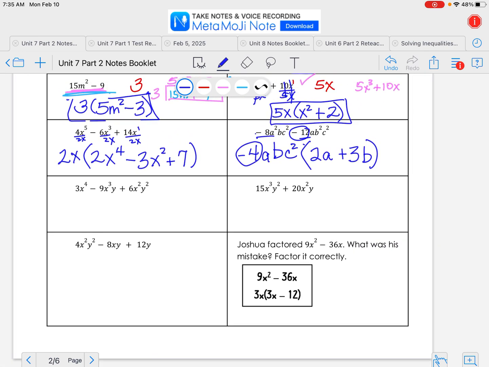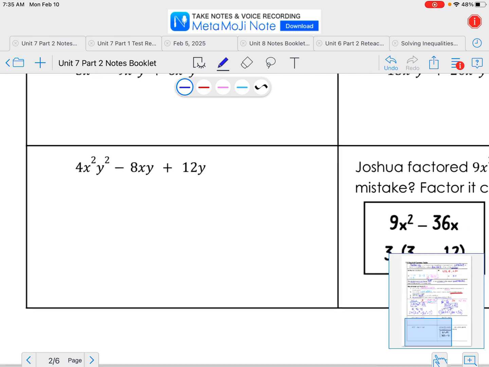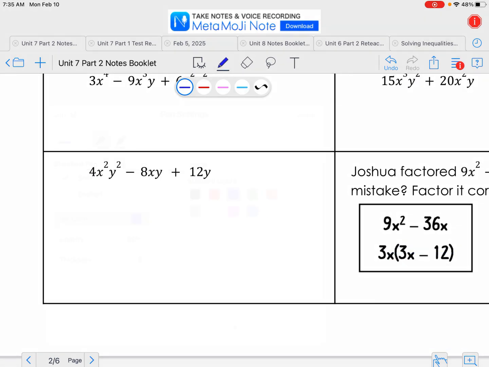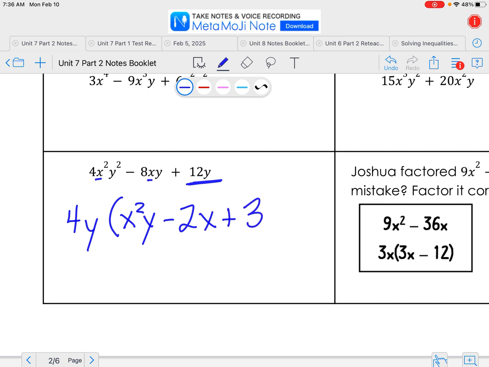I think I'm going to do the last example and then stop. So they all have 4. No, they don't all have an x. The x cannot be part of the GCF if even one of the terms doesn't have an x. They have to all have an x, or it's not common to all of them. Do they all have a y? Yes. What's the smallest degree of the y? 1. Now divide. You are left with x squared y minus 2x plus 3. That's it.